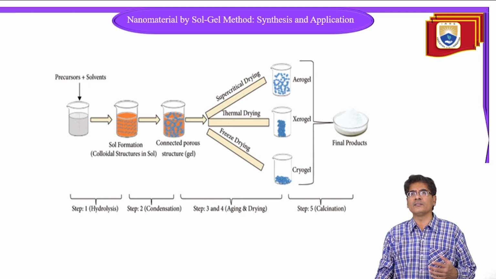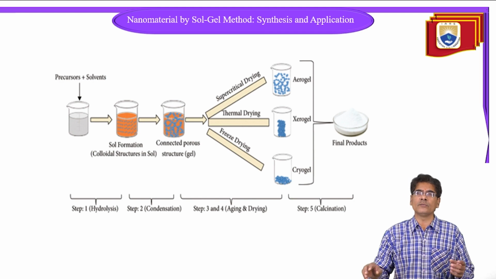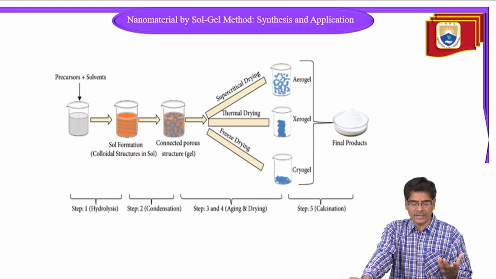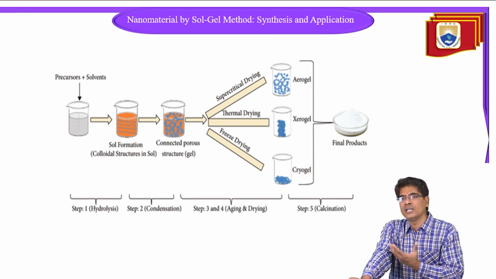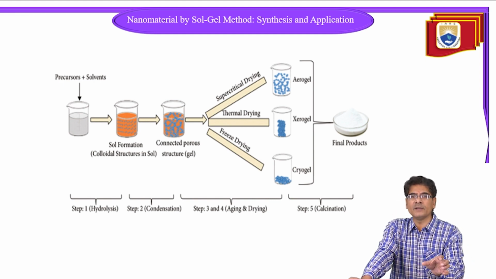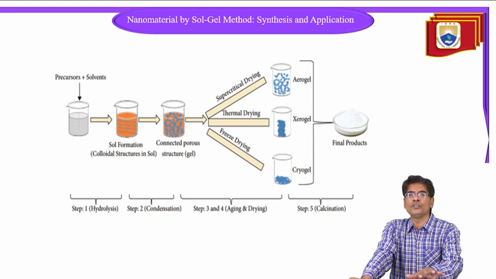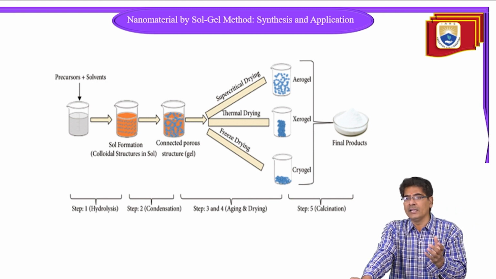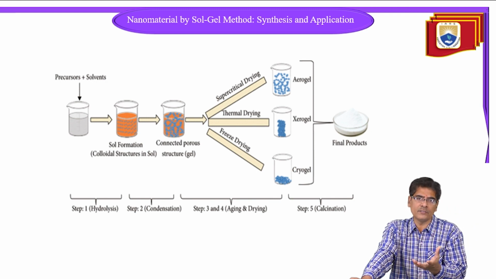So how are nanomaterials synthesized? Nanomaterials by the Sol-Gel method. In this method, first the precursors plus solvent are taken, and then a solution is formed. That is the colloidal structure. There are different steps. If you go for the synthesis of nanomaterials by the Sol-Gel method, there are different processes. I'll let you know what they are.